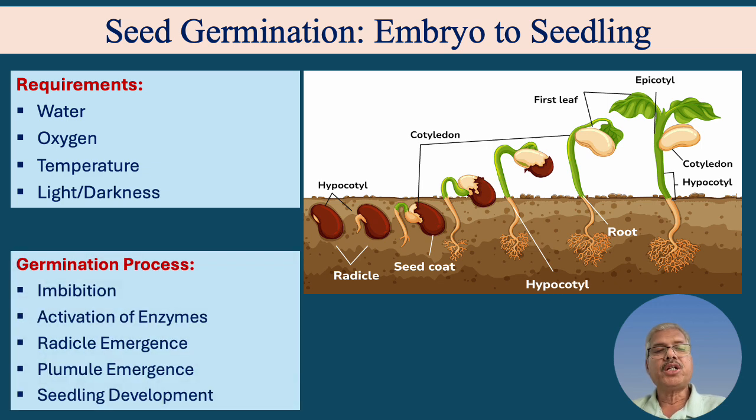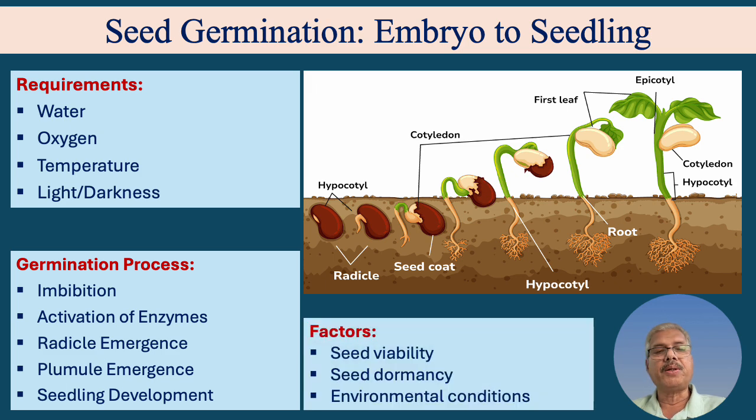The requirements of germination include water, which is essential for hydrating the seed, activating enzymes, and softening the seed coat. Oxygen is required for cellular respiration, providing energy needed for growth. Each seed species has an optimal temperature range for germination. Some seeds require light to germinate, while others germinate best in the darkness.